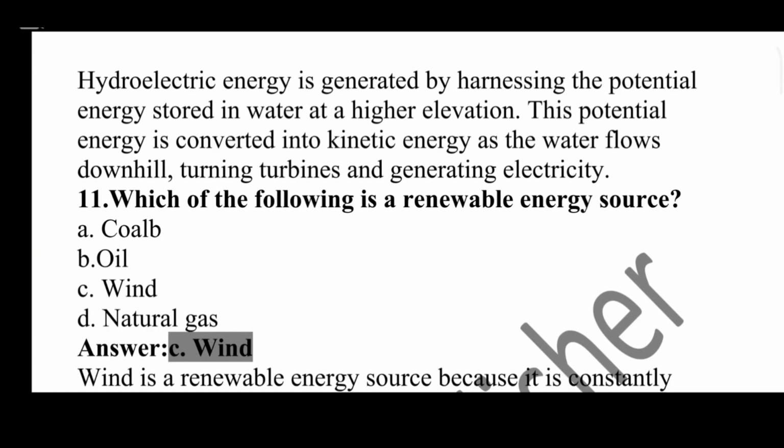Hydroelectric energy is generated by harnessing the potential energy stored in water at a higher elevation. This potential energy is converted into kinetic energy as the water flows downhill, turning turbines and generating electricity.